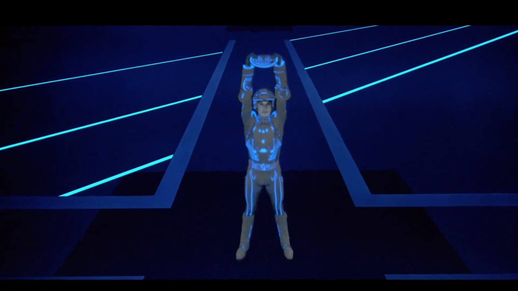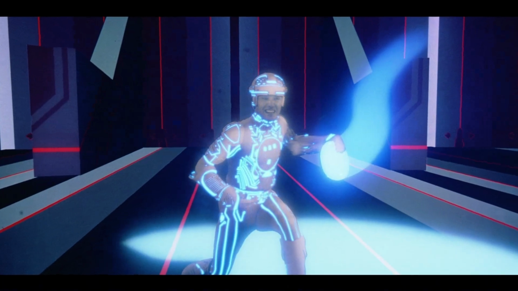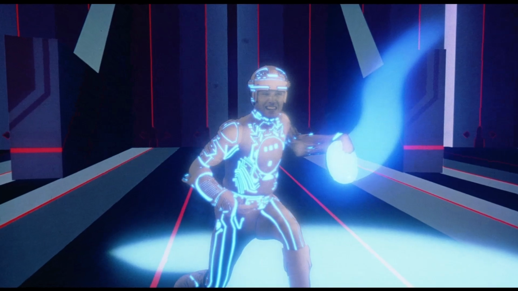Overall, Alan and Tron get the same score as Flynn, with 8s for motivation and actions and a 6 for characterization, making a final score of 7.3.